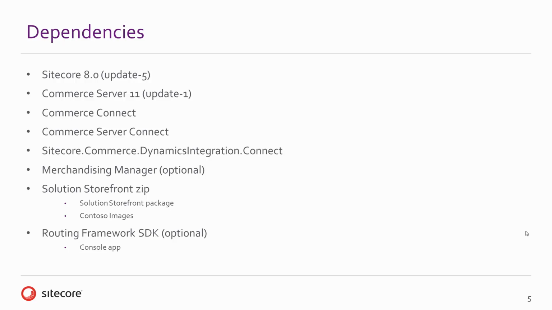Next, we'll look at the solution storefront, and that zip file contains the solution storefront itself. There are a few packages within there, as well as the images that are necessary for the example content that we're using from Microsoft Dynamics. And lastly, we'll download the Routing Framework SDK from the developer network, and we'll use that for the console app. And there are actually a few SDKs here that are available on the website, but we're just going to use this one.